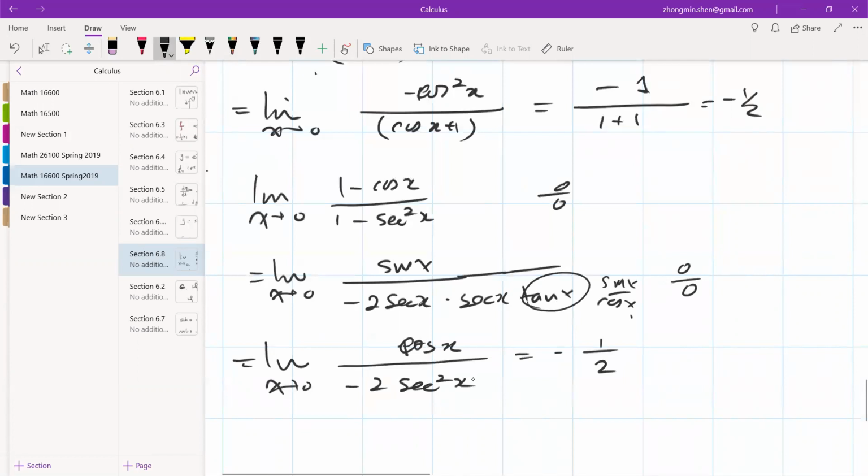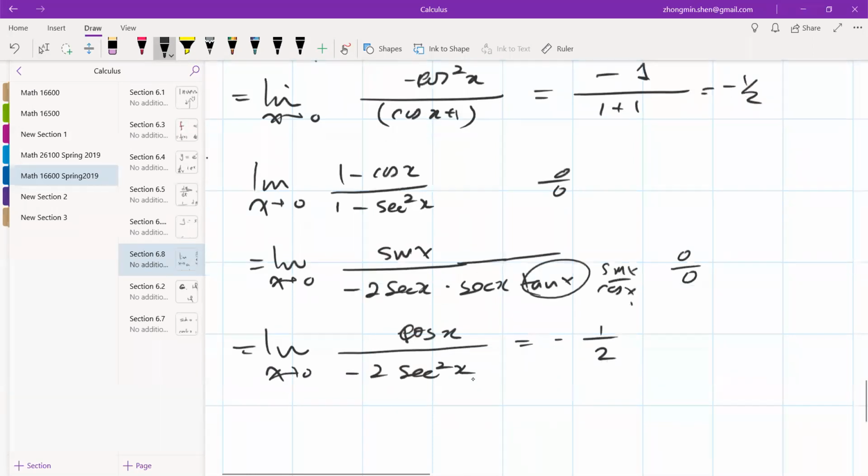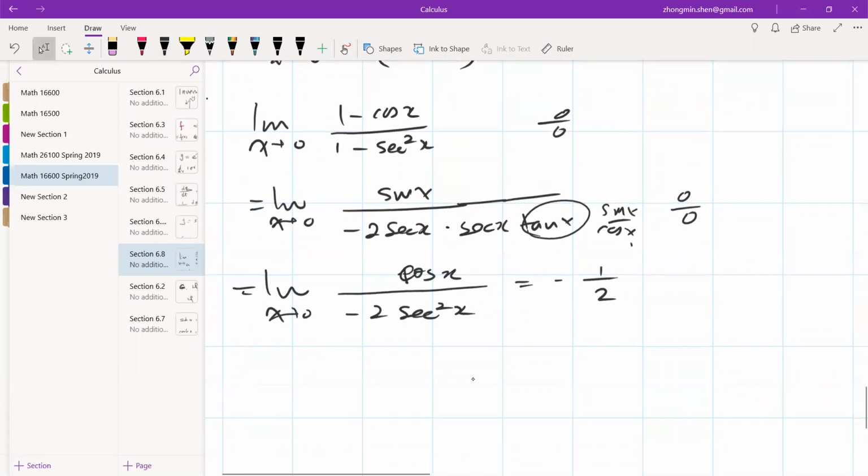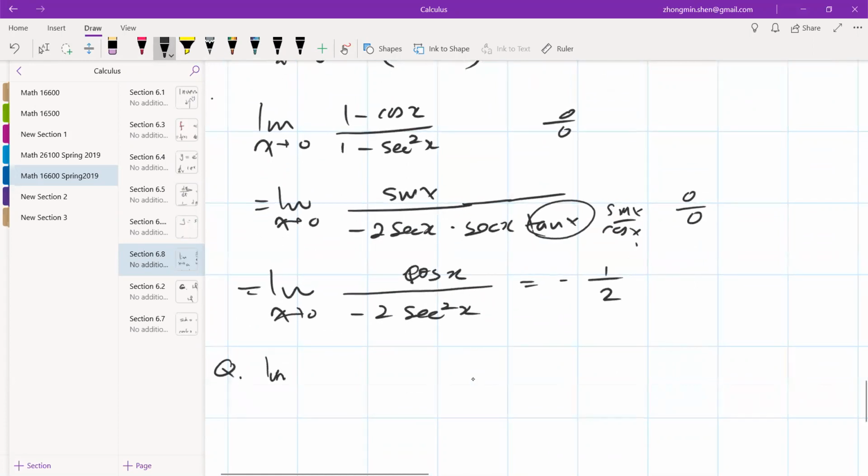Yes, secant x is 1 over cosine x. Cosine 0 is going to be 1. So it's negative 1/2. So you have to stop here. Otherwise, it's just more complicated with differential. Yeah. So here's the next one.